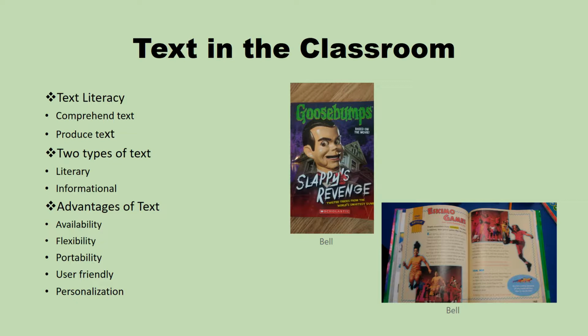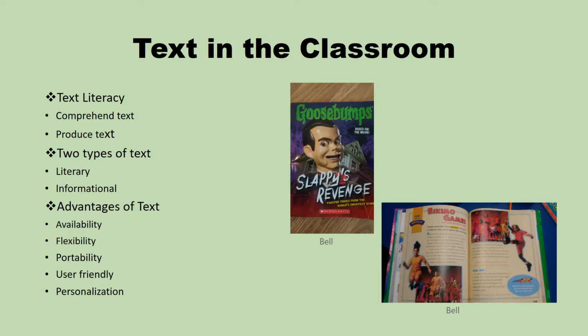Text literacy has two aspects. The first is the ability to comprehend the text, to understand and evaluate a written message that's given. The second is to be able to produce the text, the ability to write about what they've learned or something that they've experienced.